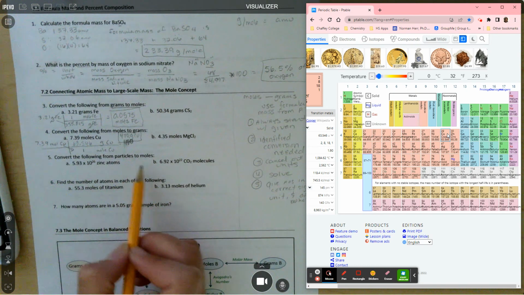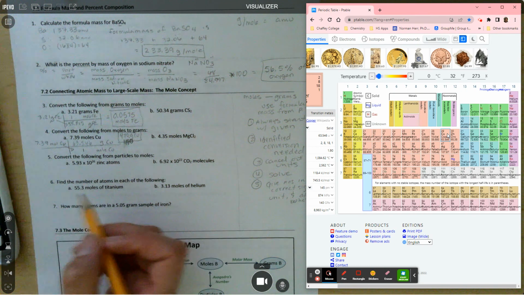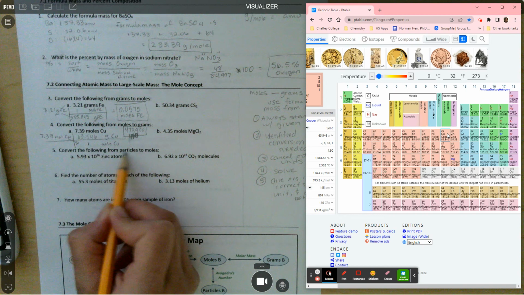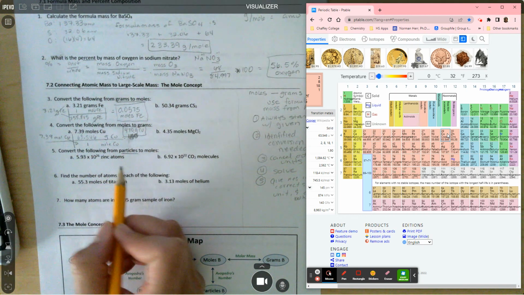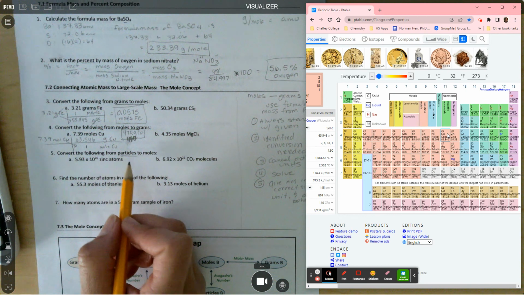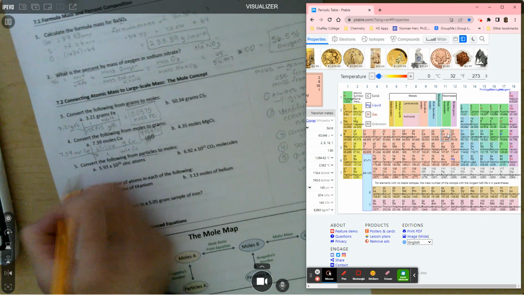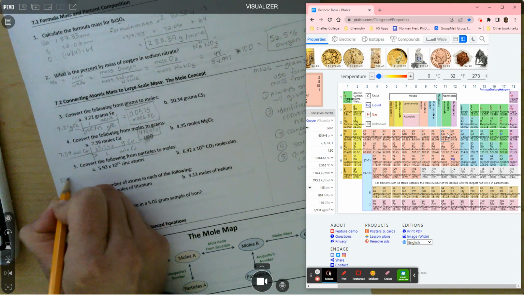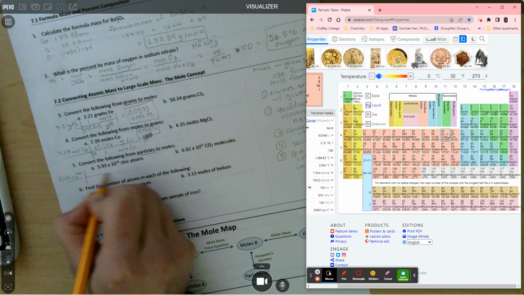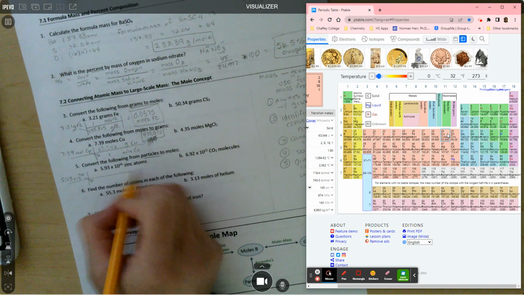Convert the following from particles to moles. So now we're going to be using Avogadro's number. So these two were the periodic table. Now we're going to use Avogadro's number because it says the word particles. And Avogadro's number deals with particles, atoms, molecules, those kinds of things. So we have 5.93 times 10 to the 26. Bring the unit down. The unit is atoms.